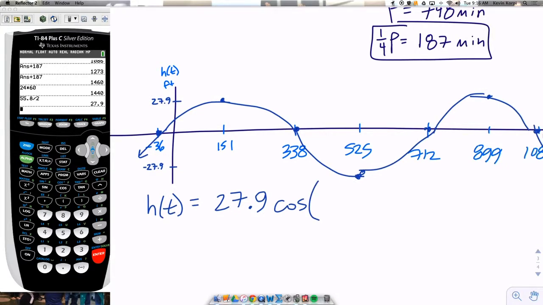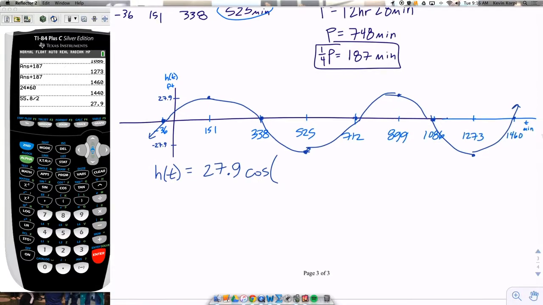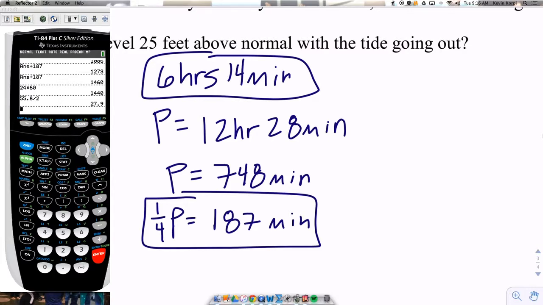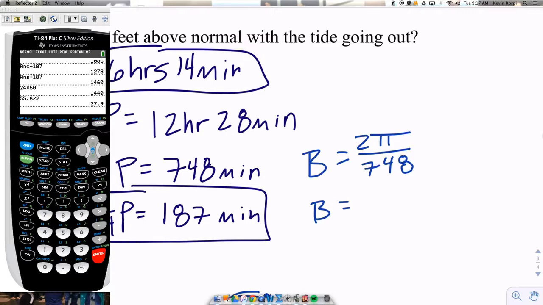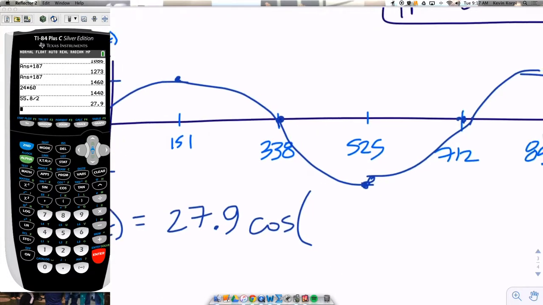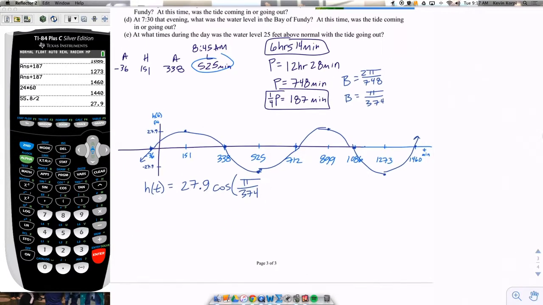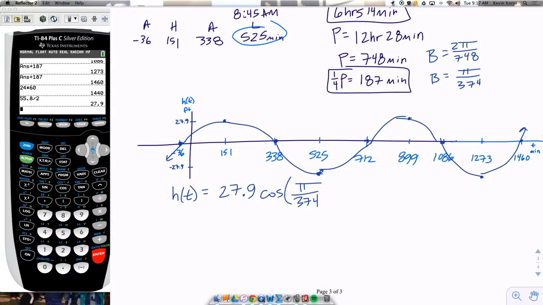We need to come up with a b value, right? We don't get the b value directly from the graph. How do we get the b value? From the period. Good. So the period is 748 minutes, so b should be 2 pi divided by 748, which when you simplify, what's half of 748? 374. Yep. So there is your nice cleaned up b value, so we could put that right here. Pi over 374. Are we going to be able to write this equation without a phase shift?